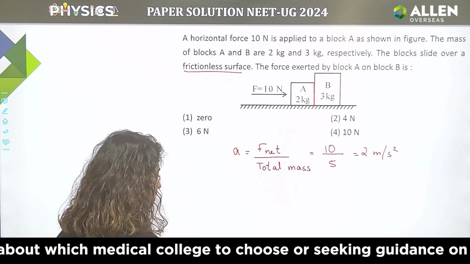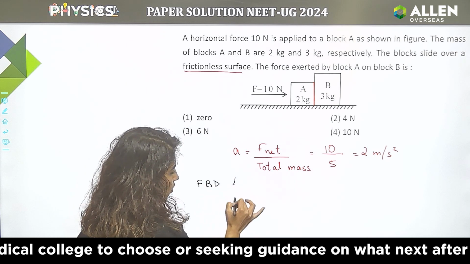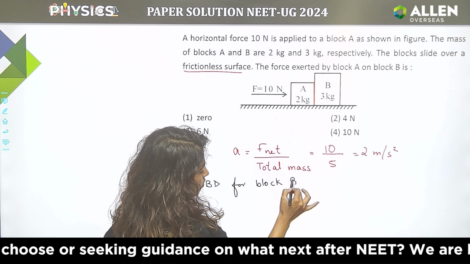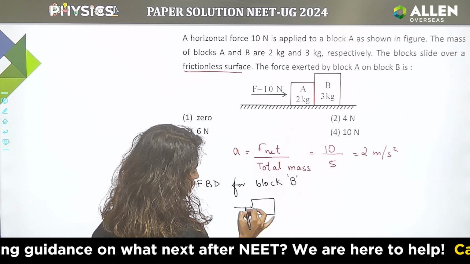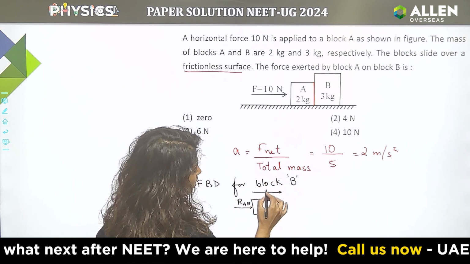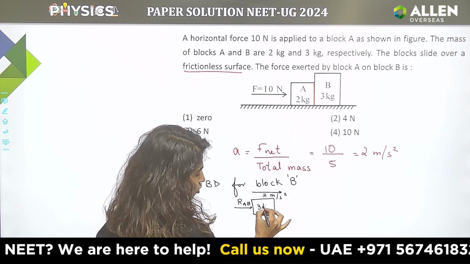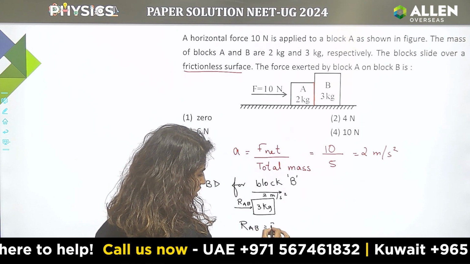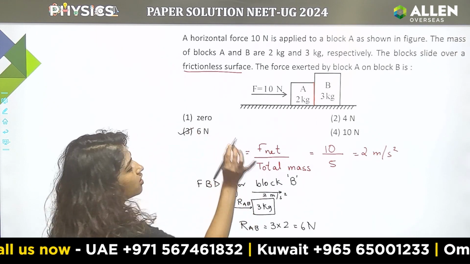Now after this, I'll draw FBD only for block B. So block B, if I draw the FBD, the only force acting is the reaction of A on B, and the acceleration of this is 2. Mass given is 3 kg. So from here I'll clearly get RAB is going to be 3 into 2, making it 6 Newton. The answer here is 6 Newton.